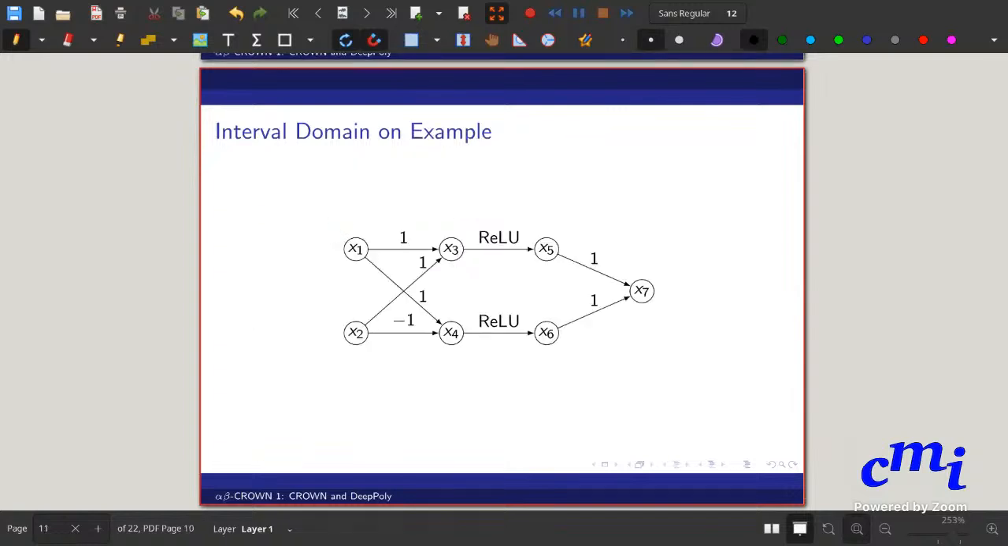So, one last example, an actual neural network. Let's work through this step by step.